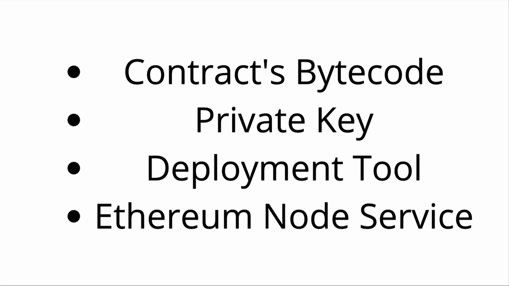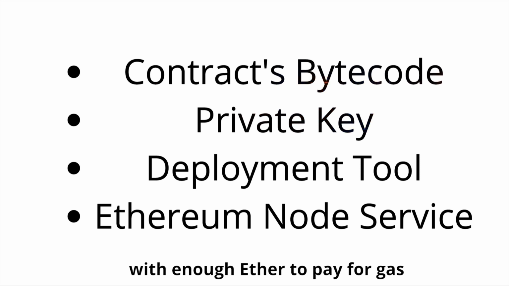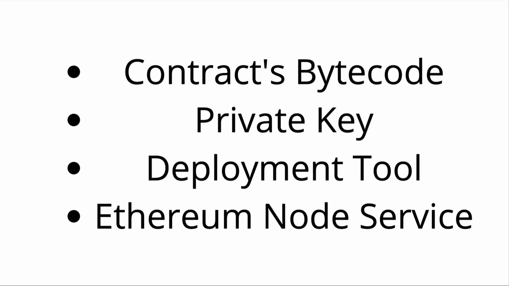So as a reminder, to deploy contracts, you'll need the contract's bytecode. This is created by running npx hardhat compile. A private key to an Ethereum address with enough ether to pay for gas. So for testnets, if you remember, this can be gotten from faucets. And a deployment tool or script.